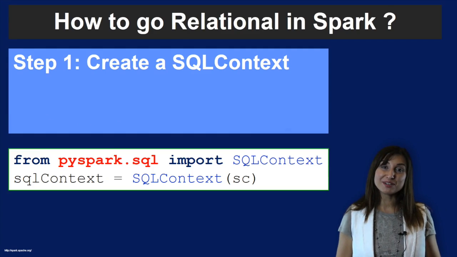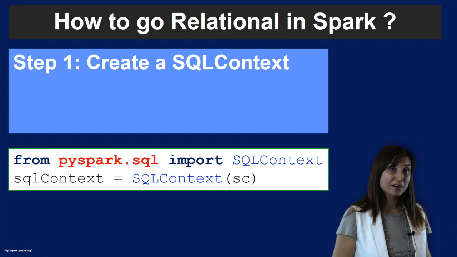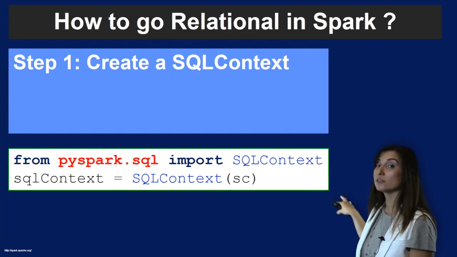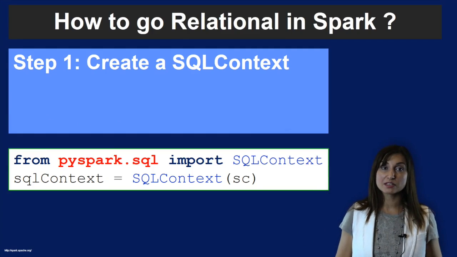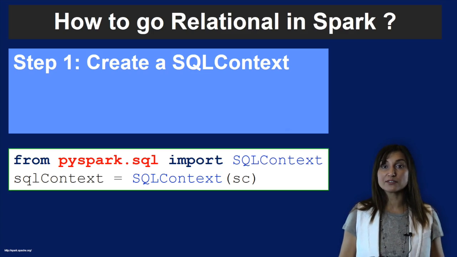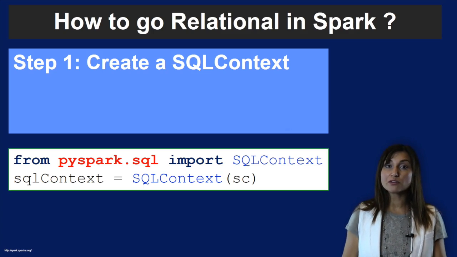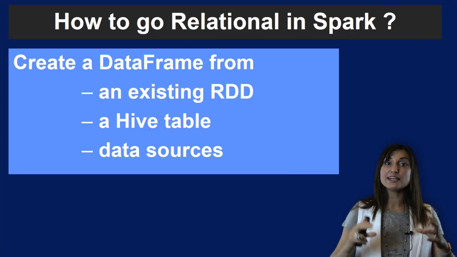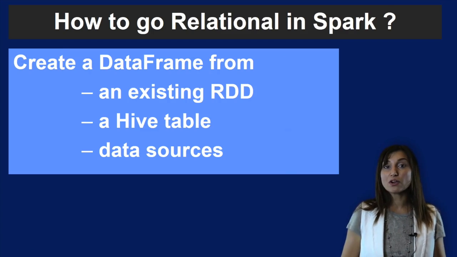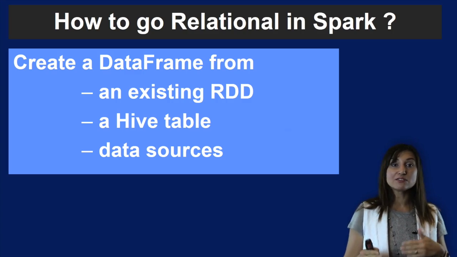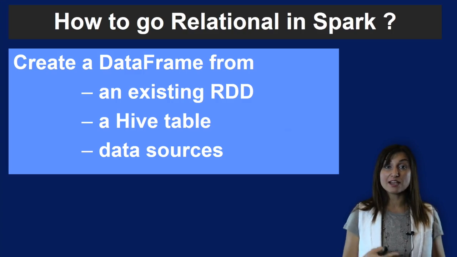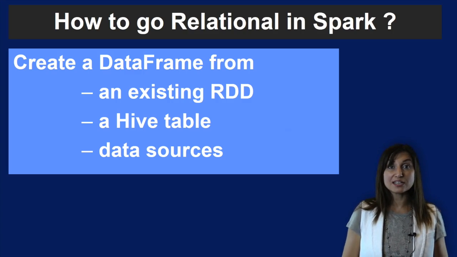The first step to run any SQL in Spark is to create a SQL context. Once you have a SQL context, you want to leverage it to create a data frame so you can deploy complex operations on the dataset. Data frames can be created from existing RDDs, Hive tables, or many other data sources.